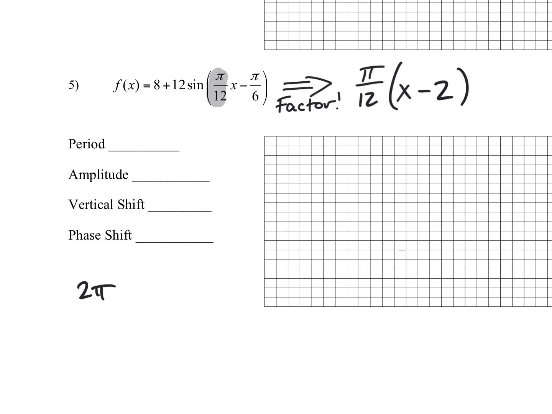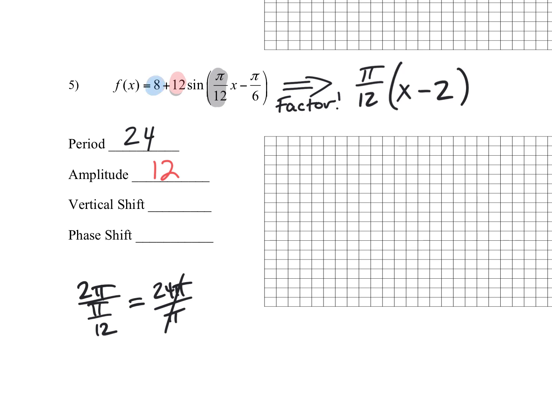Period is always going to be 2 pi divided by b. In this case, that's pi over 12, so I'm going to simplify that. I get 24 pi over pi. Those pi's cancel, so the period length for this particular function is 24. The amplitude comes from this value here, so our amplitude will be 12. Even if that 12 were negative, our amplitude is still positive 12. Amplitude is always positive.